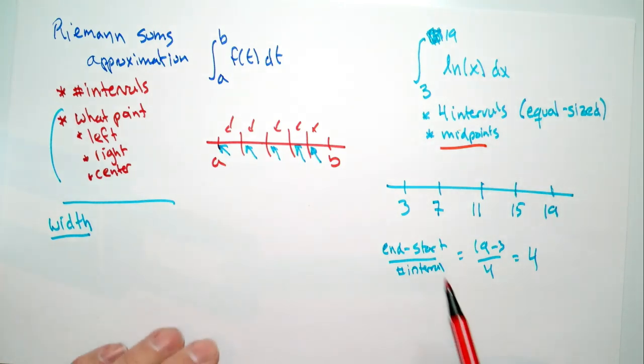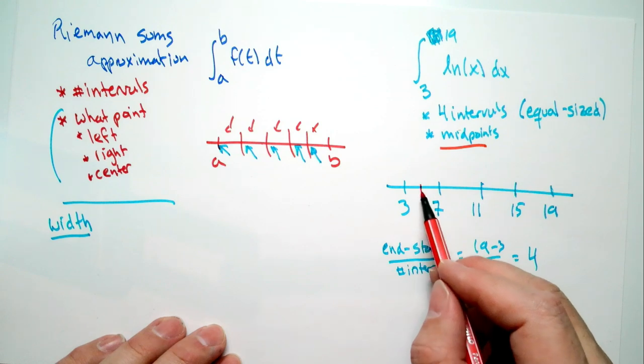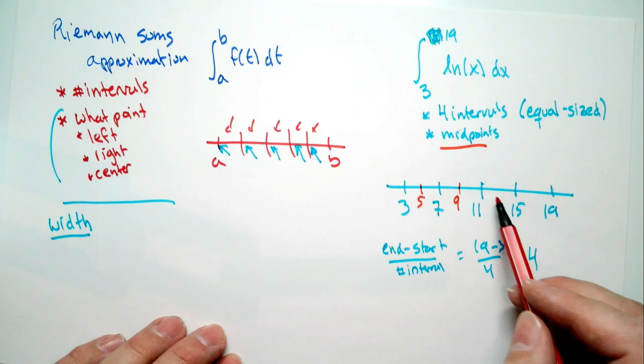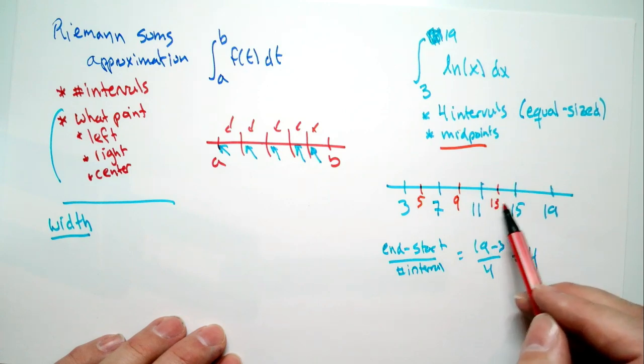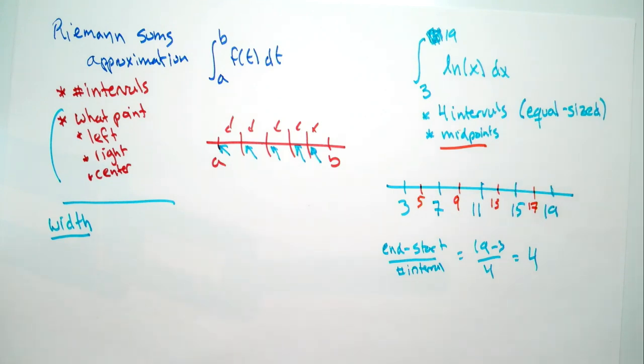So the midpoint, well, that's usually easy to find. What's halfway between 3 and 7? 5, so I'm just going to mark that down. Halfway between 7 and 11? 9. 11 to 15? 13. 15 to 19? 17. So from here, we're almost done.